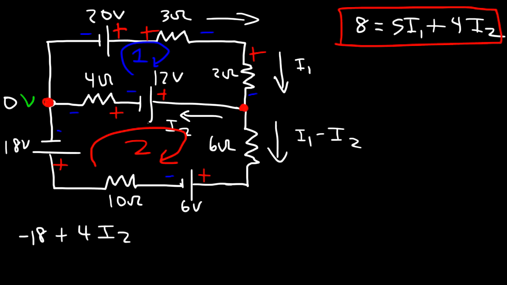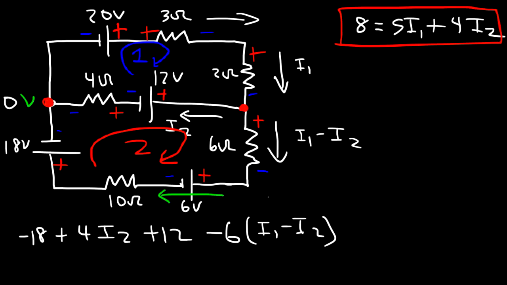And then as we follow loop 2, we're traveling through the 12-volt battery from negative to positive, or towards the higher potential. So that's a voltage lift of 12 volts. And then we're going to follow through this resistor, which is in the direction of this current, which we define to be that way. So we're going from positive to negative in the direction of the current. So that's a voltage drop, and that's going to be negative 6 times I1 minus I2. Next, we're going to go through this 6-volt battery from positive to negative, so we're going towards the lower potential, and that's going to be a voltage drop of 6.